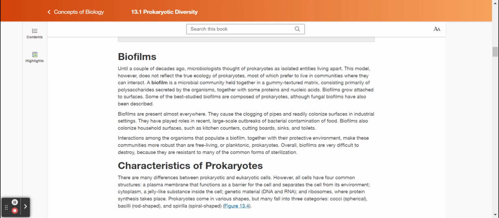Interactions among the organisms that populate a biofilm, together with their protective environment, make these communities more robust than free-living or planktonic prokaryotes. Overall, biofilms are very difficult to destroy because they are resistant to many of the common forms of sterilization.